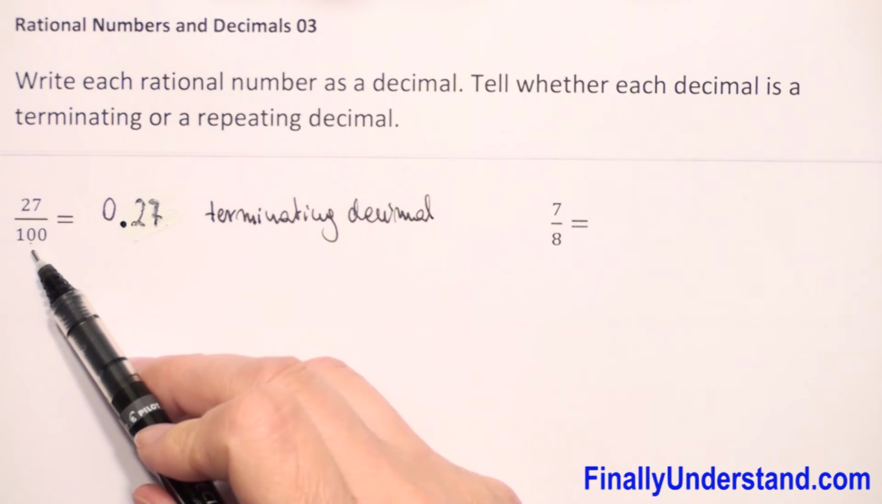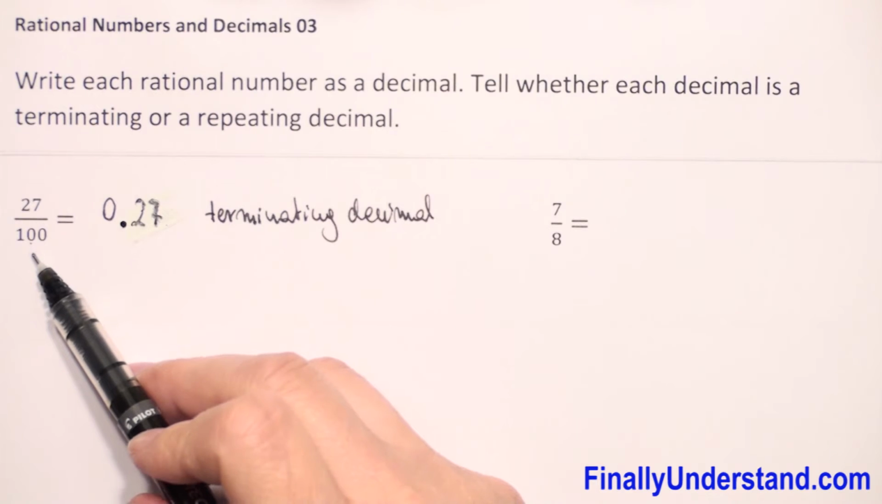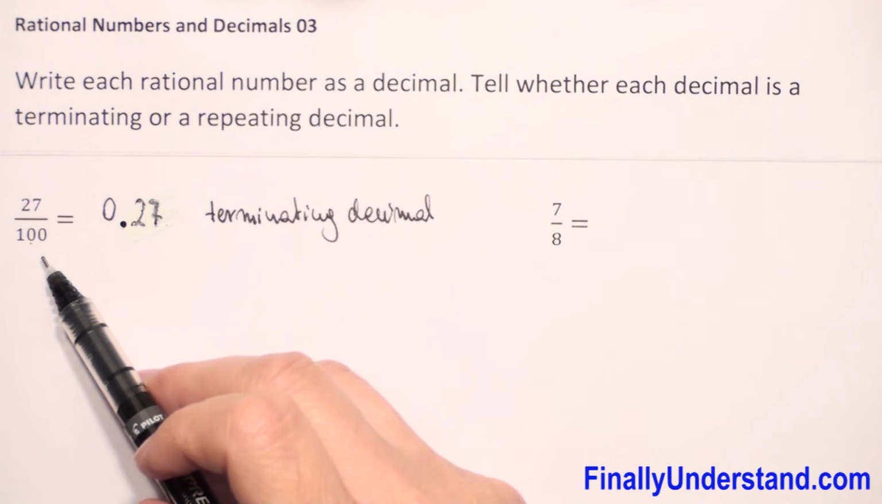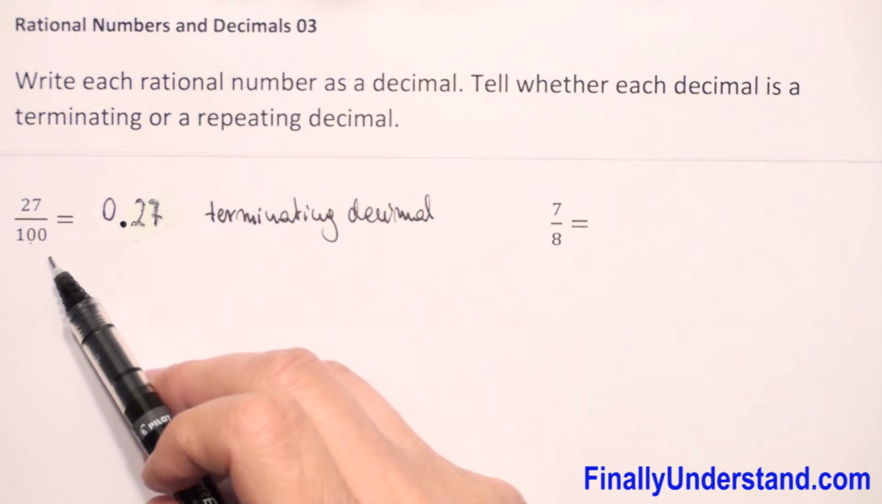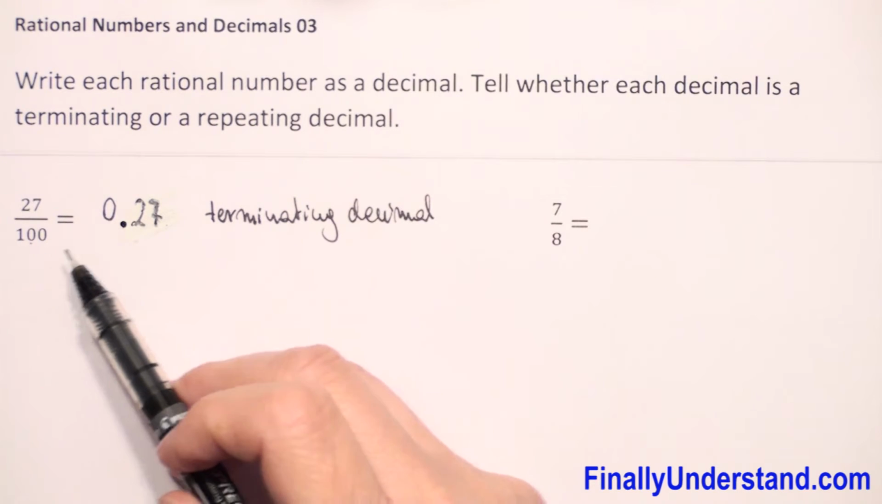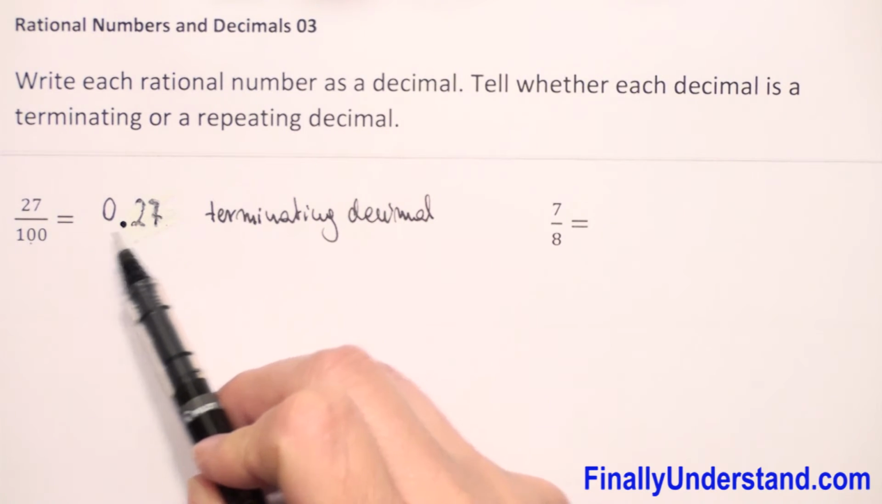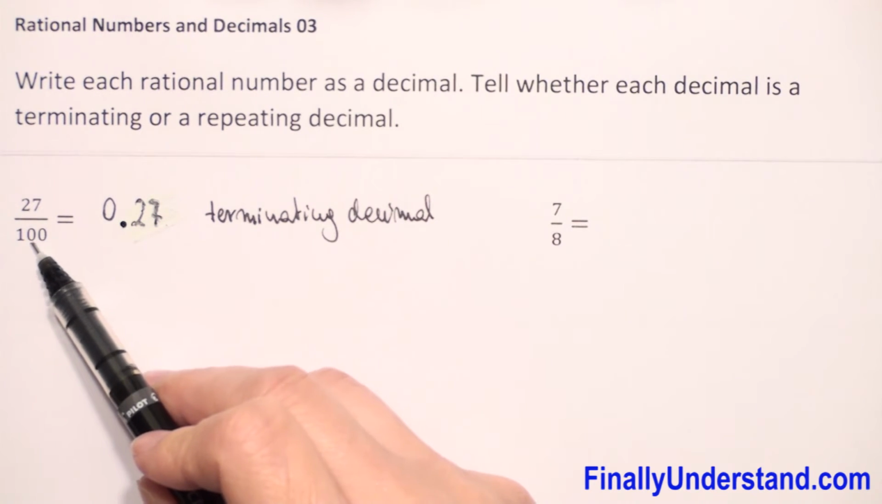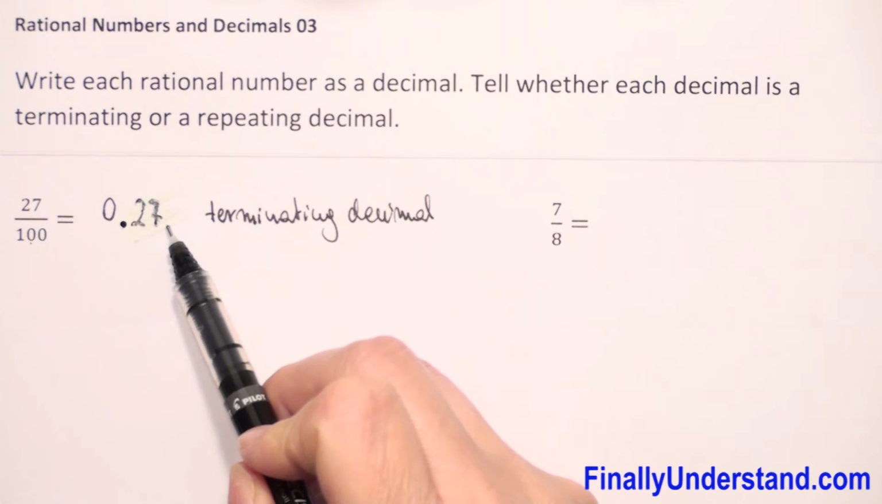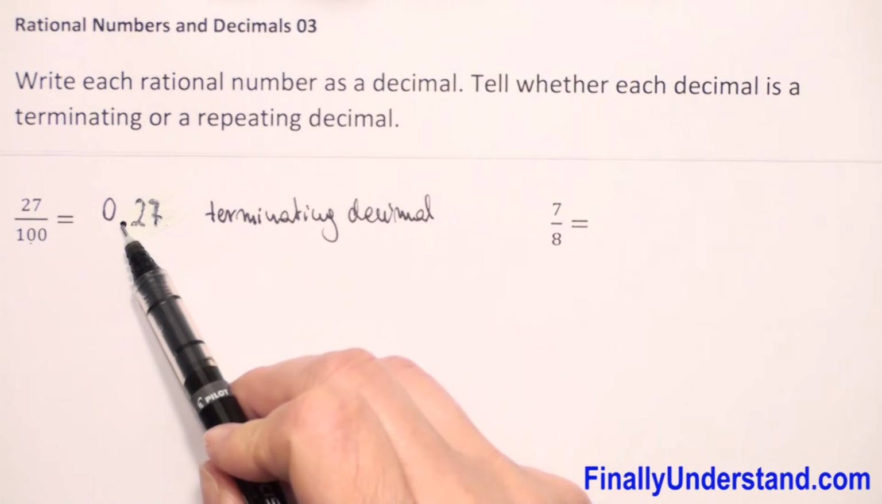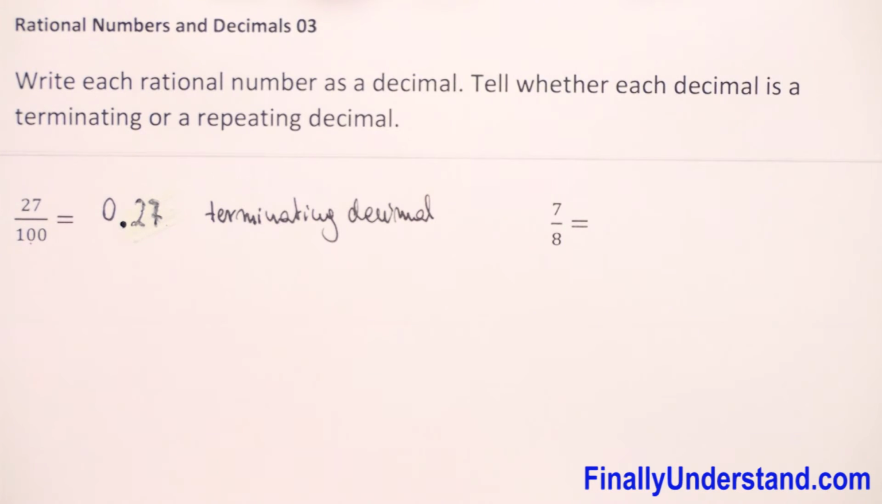So when you have in the denominator 10, 100, 1000, 10,000, you don't have to do long division to change a rational number to a decimal. You have to just copy whatever you have in the numerator, in this example 27, and because we have 2 zeros in the denominator, just count from the right side to the left 2 digits, 1, 2, and add a decimal point. And we have the solution to the first example. To the second, we have 7 over 8.